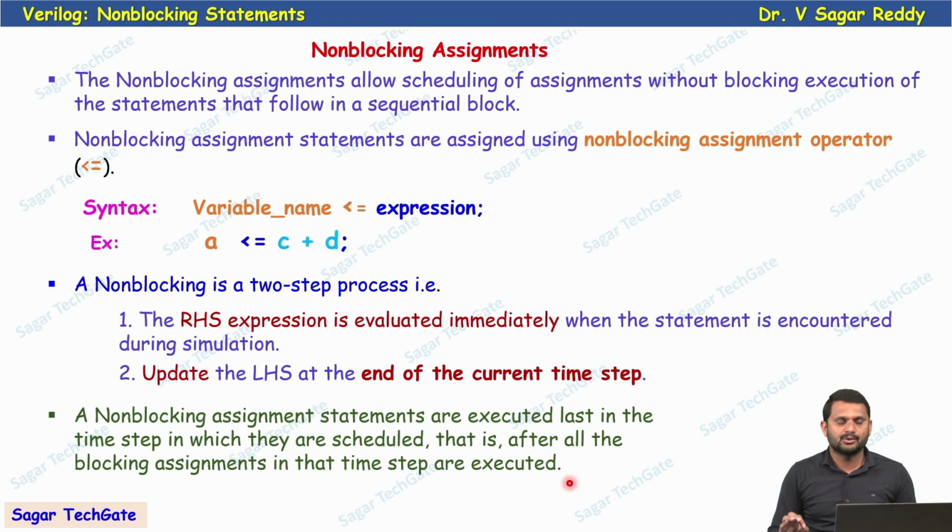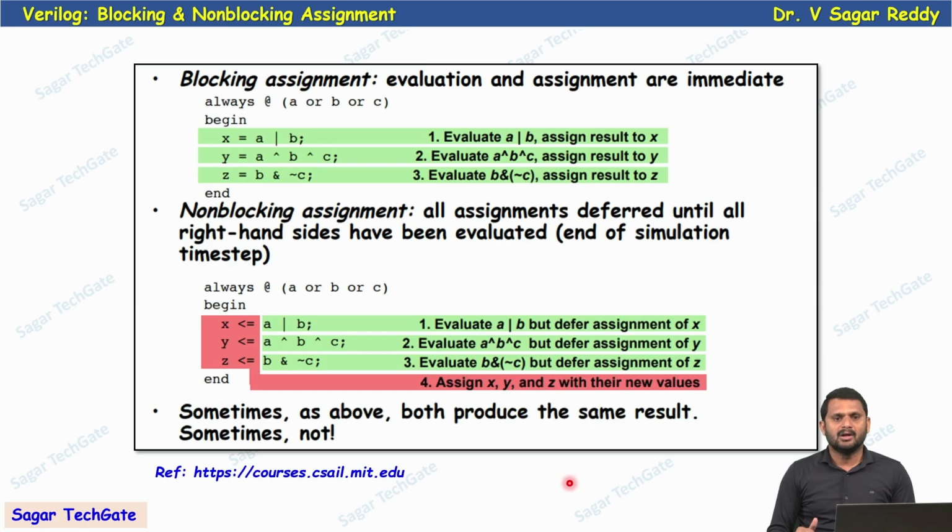So now you remember the thumb rule. The non-blocking assignment happens at the end of the current time step, after completion of all the blocking statements only. Now see, this slide is taken from MIT. I've mentioned the reference here. Now see, here in blocking assignment, evaluation and assignments are immediate. For example, see in this example: always @(a or b or c), begin and end.